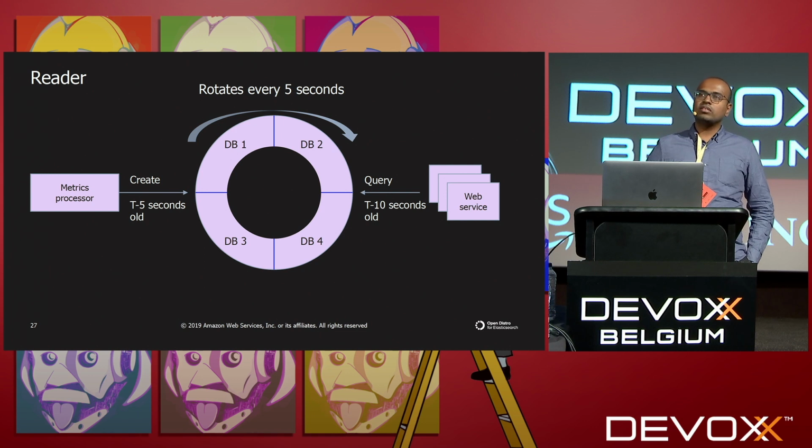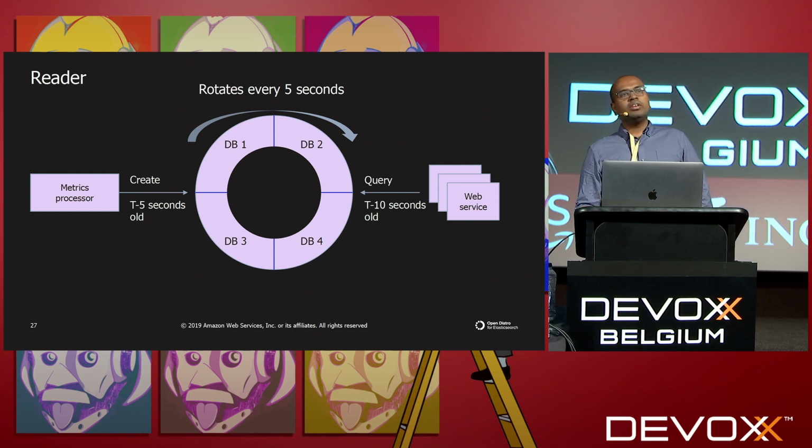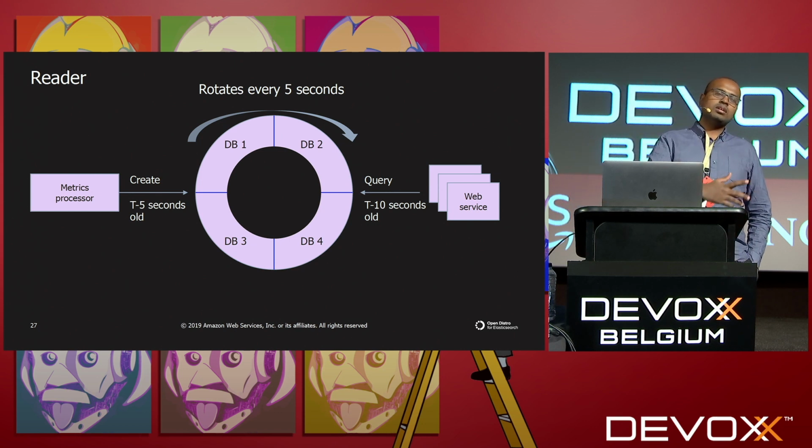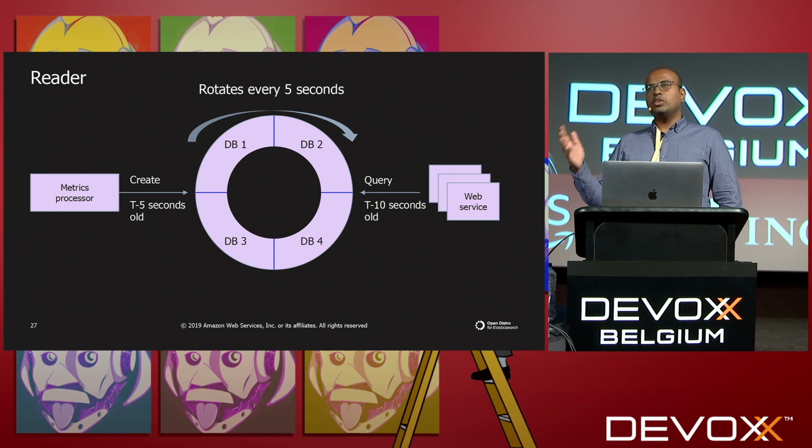In addition to that, the SQLite that I mentioned, what we do is we create a new database every 5 seconds. It's a complete snapshot. This allows us to rotate the database frequently and also archive it in case we want to do fleet-wide analysis.